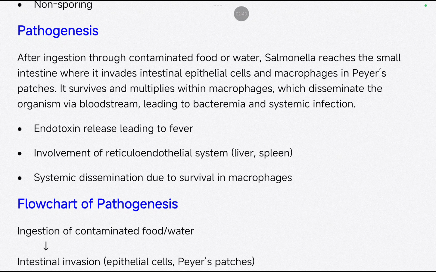So it survives and multiplies within the macrophages, which disseminate the organism via bloodstream, leading to bacteremia and systemic infection. Since it is gram negative, it will always have endotoxin. It releases it leading to fever. There is involvement of the reticuloendothelial system as liver and spleen are also affected. And there is systemic dissemination due to survival in macrophages. Systemic dissemination means that they are able to spread all inside the blood. If you write systemic dissemination, it seems more formal, more book-like.